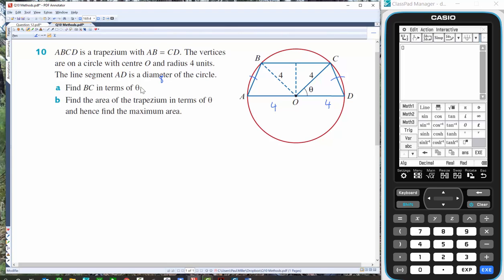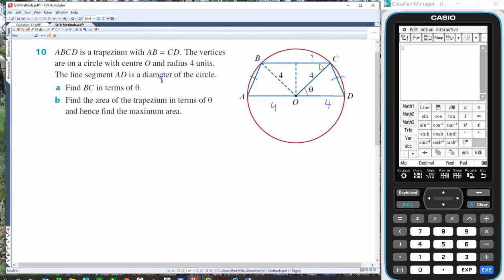Find BC in terms of theta. So we need to find BC, this distance here, in terms of theta. So the strategy for this one is going to involve us trying to work out one of these lengths, and we're going to use some trigonometry to get that. Now to do it, what I need is an angle in here to work out the length of this here. Unfortunately, I don't have an angle in here, and they want it in terms of theta, so I need theta in here.